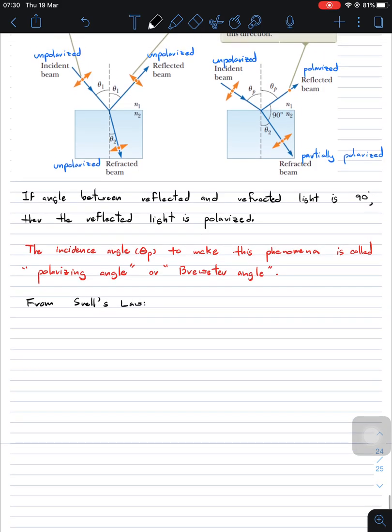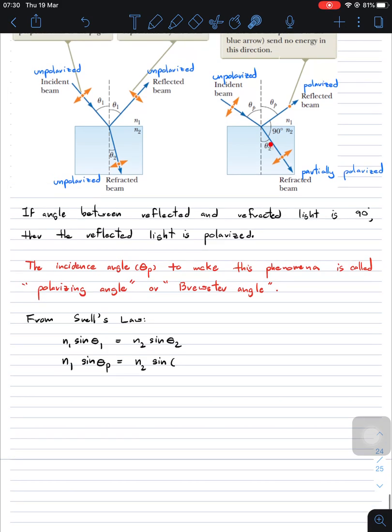Okay, so from Snell's law, n1 sin θ1 equals n2 sin θ2, right? So n1 is the refractive index of the first medium, and θ1 is the incident angle, equal to θp. So we have n1 sin θp here equal to n2 sin θ2. n2 is the refractive index of the medium that the light is transmitted to, right? And θ2 is going to be the refracted angle.